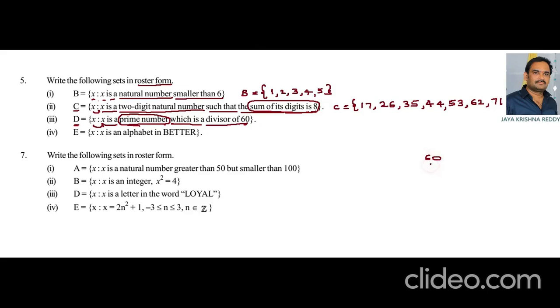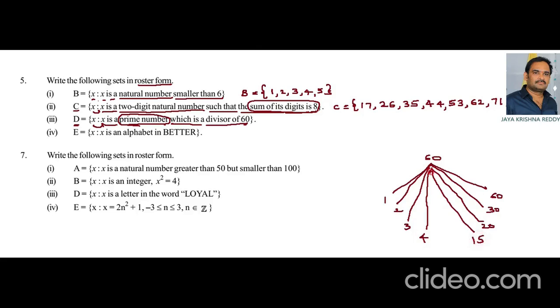60 and its factors means 60 is divisible by 1 and also divisible by 60, and 60 is divisible by 2. 2 30s are 60, so it is also divisible by 30, and it is divisible by 3. So 3 20s are 60, so 60 is also divisible by 20. And then next, it is also divisible by 4. 4 15s are 60, so it is also divisible by 15, and by 5. So 5 12s are 60, and it is also divisible by 6.